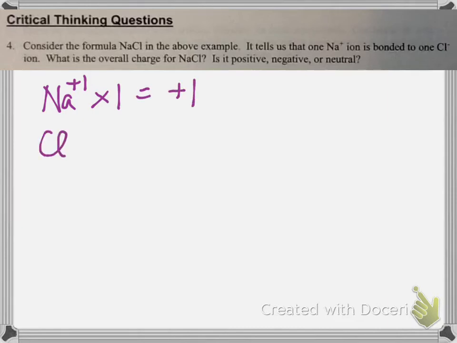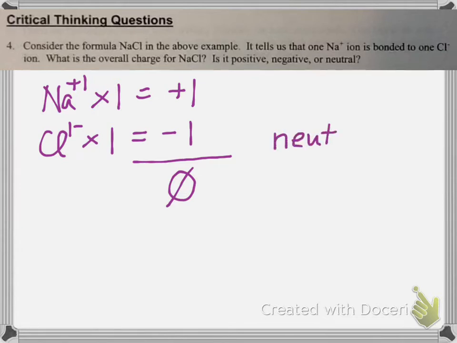I have a chloride ion with a -1 charge, and there's only one of them, and I know there's only one because there's no subscript written, and when there's no subscript, it's assumed to be 1. That's -1. So +1 minus 1 is 0. So is it positive, negative, or neutral? It is neutral.